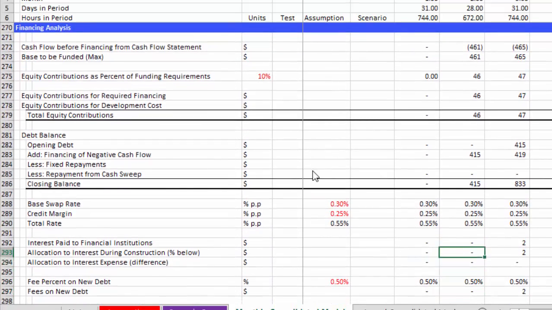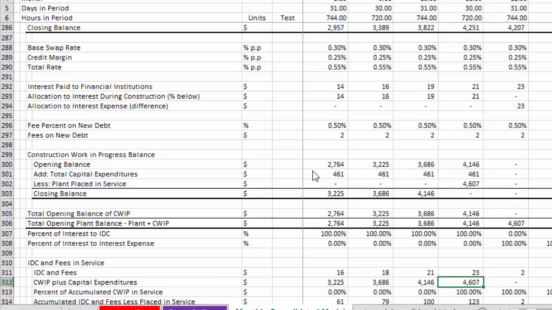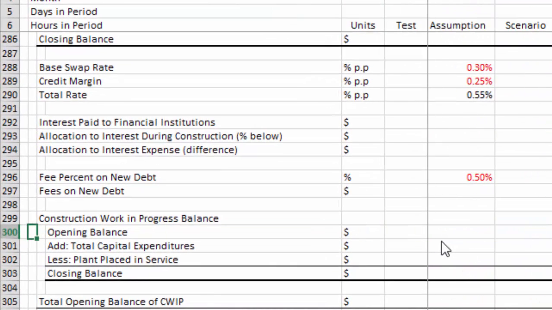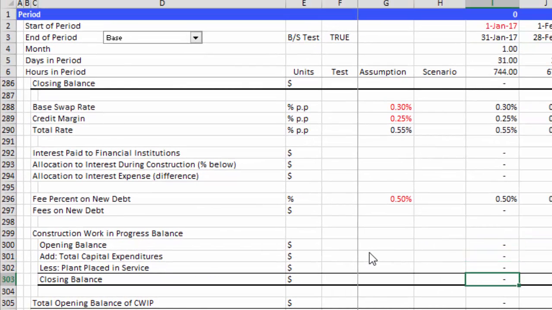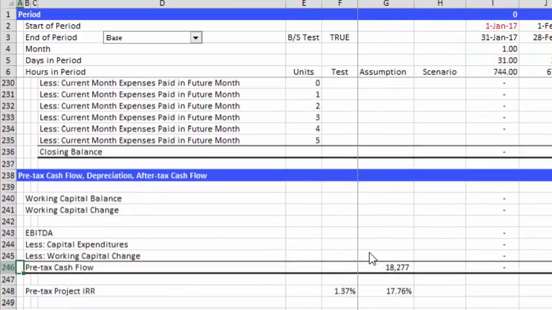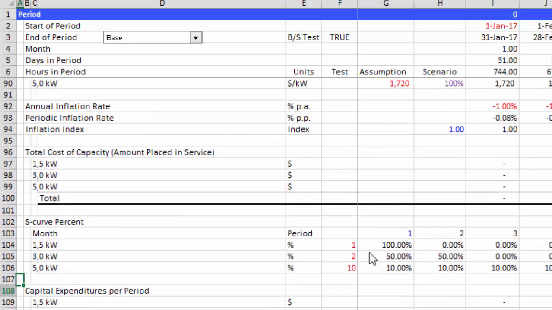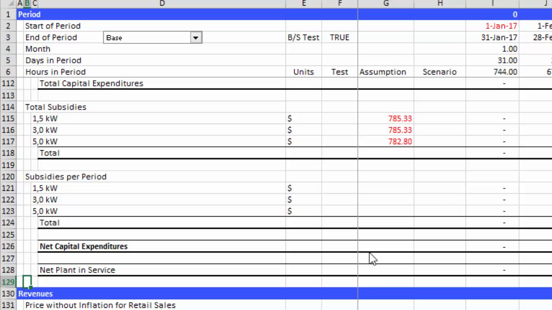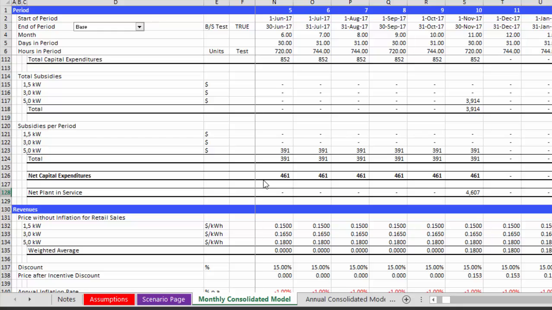When we go to the interest, we have all interest during construction and then all interest expense, and that's because we made this, we did together, fine. The construction work in progress balance, and then once the plant goes into service, that goes away. And again, the key thing here was to keep track of how much the plant is in service, and how much is the capital expenditure. And the plant in service comes later on.